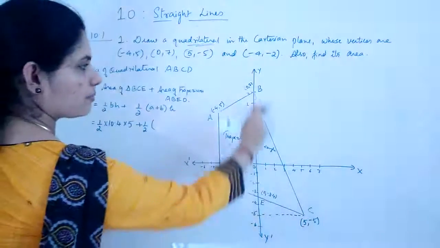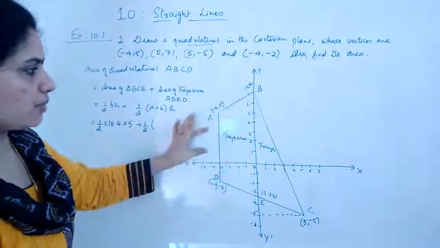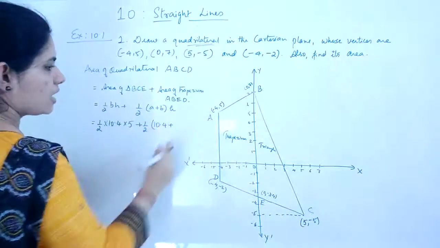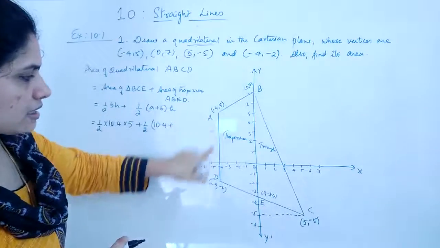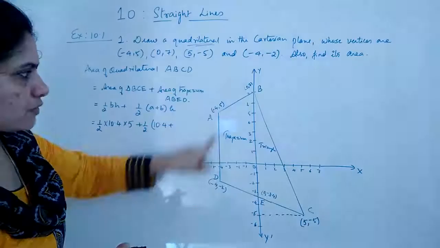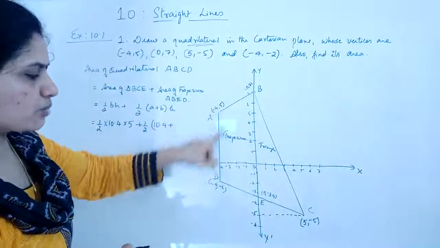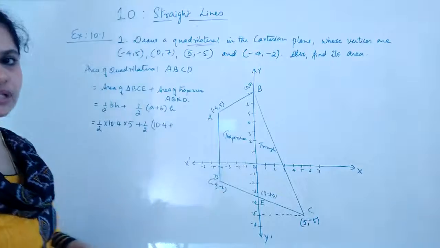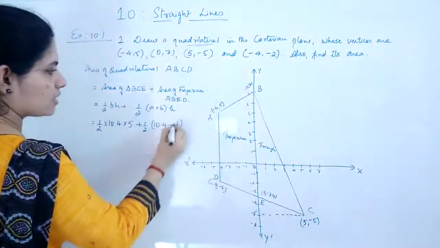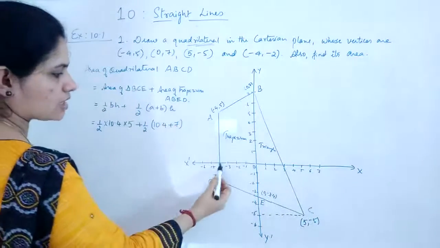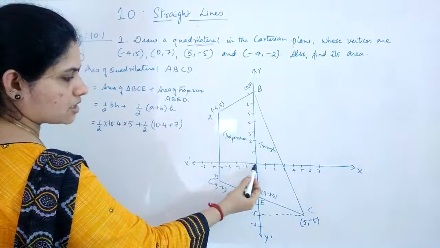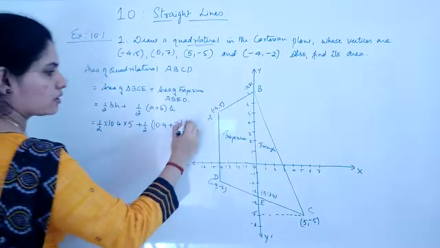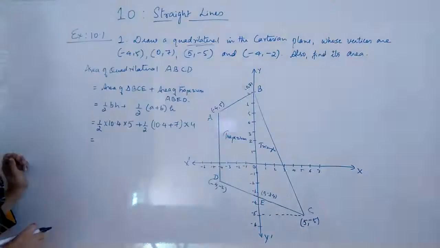plus half into (A plus B) for the trapezium. If this is acting as A, this will be B. This length you have already found out, it is 10.4, plus what is this length? See, it is a line here, (-4, 5) and (-4, -2). That means you get y2 minus y1 as the distance. So you get 5 minus (-2), which is 5 plus 2, 7. Okay, so that is your B. And what is the height H? This H is from -4 till 0, so it is 4. Okay, into 4.